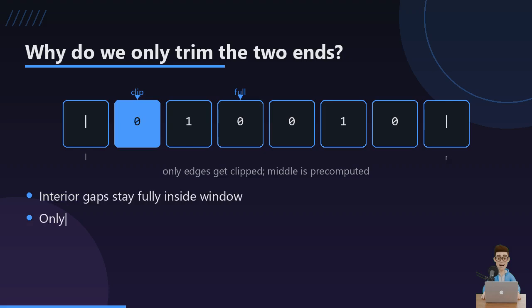Here's a lovely little insight. Only the leftmost and rightmost sandwiches can have their zeros cut off by the edge of a chosen slice. Every sandwich in between is safely tucked inside, so the gain we measured earlier for it is still exactly right. That's the whole reason two quick hand checks, one for each end, plus one instant lookup for the middle, is enough to answer any question. Two special cases, and you're done.